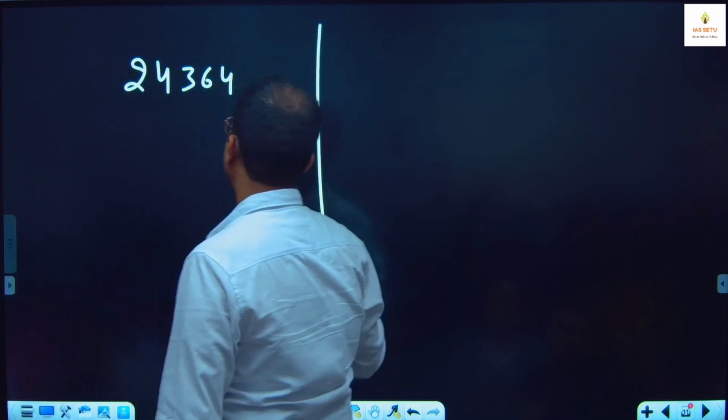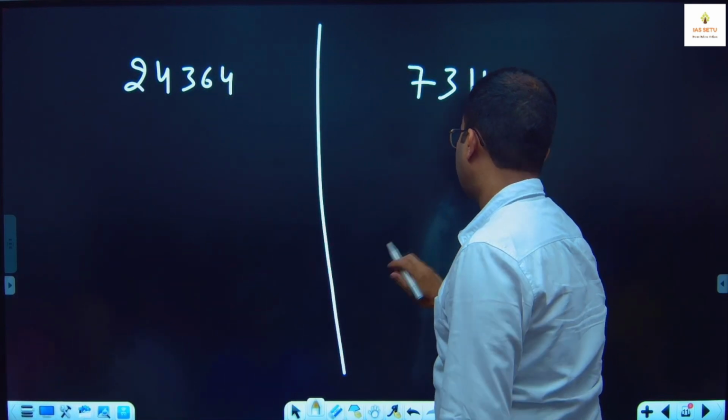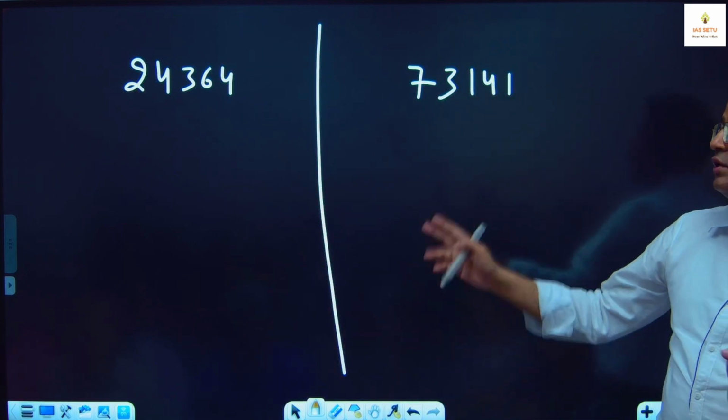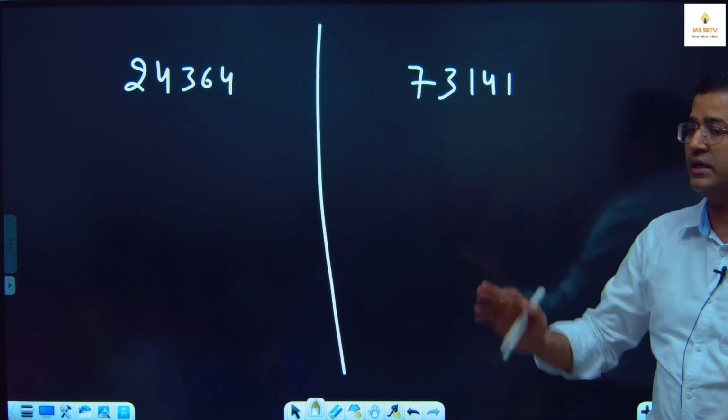24,364,73,141. Check if this number is divisible by 3, yes or no. If not, then what is the remainder?